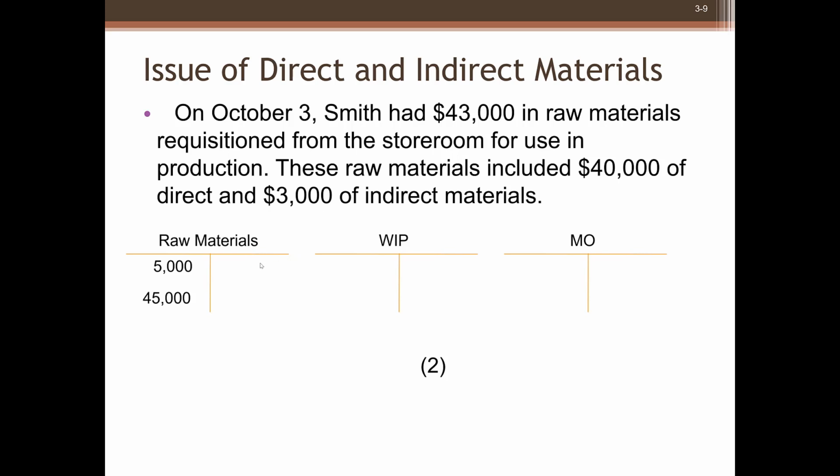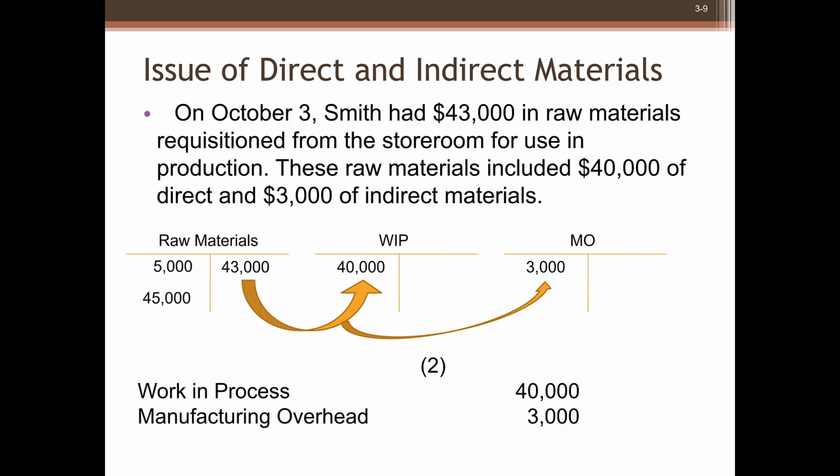For direct materials, we credit raw materials for 40,000, we debit work in process. For indirect materials, we credit raw materials 3,000 and we debit manufacturing overhead. The journal entry here, we debit work in process 40,000 for direct materials, debit manufacturing overhead 3,000 for indirect materials, and we credit total raw materials 43,000.